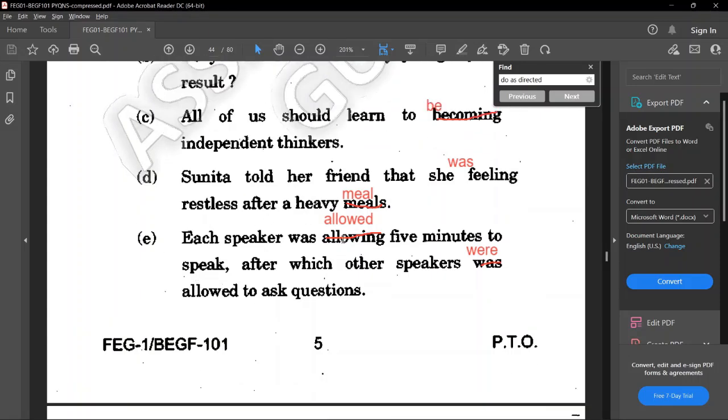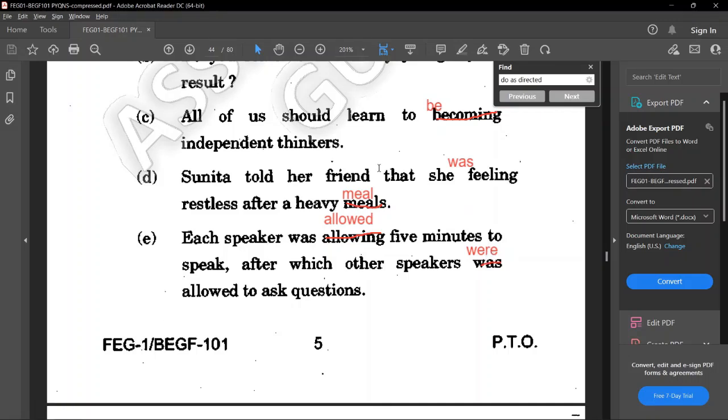Each speaker was allowing 5 minutes to speak, after which other speakers was allowed to ask questions. Each speaker was comes, so allowing will not come because was is past, it will go with past, so allowing will become allowed. 5 minutes to speak, after which other speakers was. Speakers is plural, so was will not come, was only comes to indicate singular, so was will become were. So that's it guys, this paper is done.